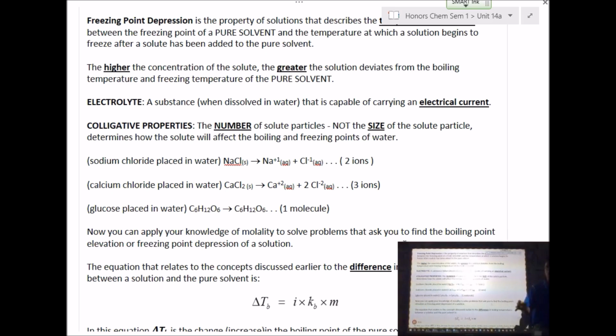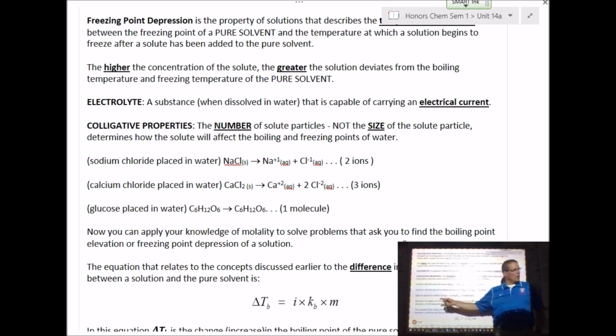It's not the size that matters. It's the number of particles. Okay, so like glucose. Glucose is a big molecule here, but it's a molecular compound, so it doesn't change. If I had 1 mole of glucose and 1 mole of sodium chloride, sodium chloride has more punch in the change in which it's going to freeze or boil at.